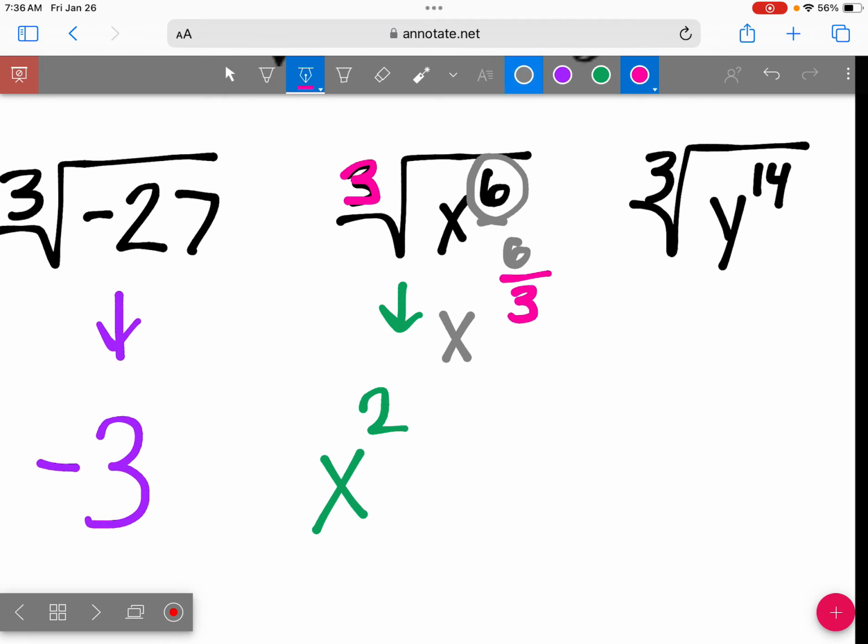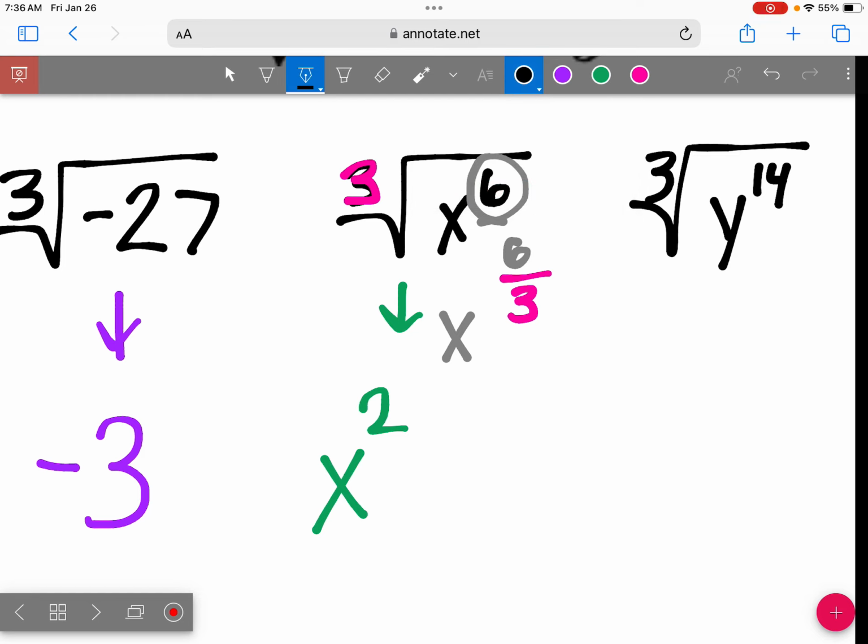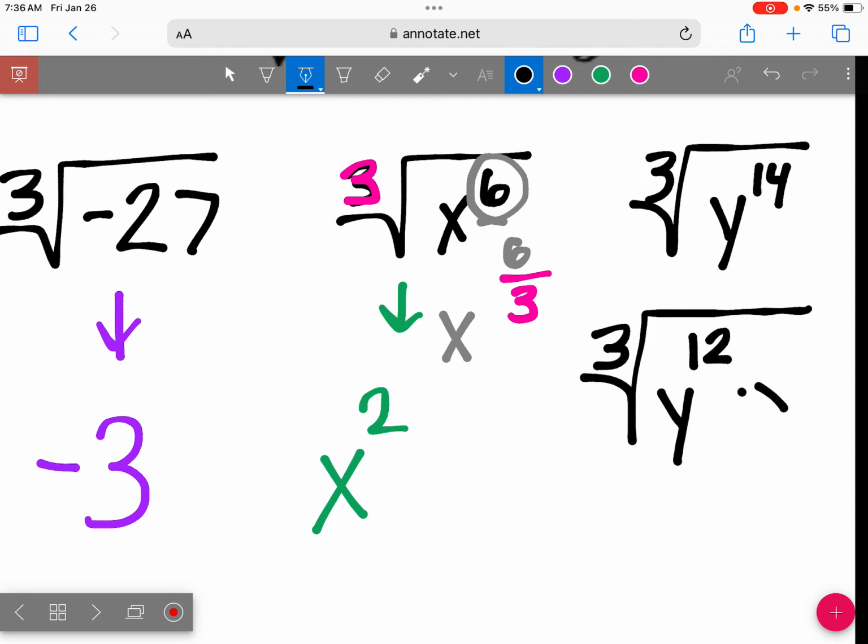But if we try and do that with the y's, we wind up with a fraction, and we don't want that. So what I'm going to do is split my y apart into two chunks. One chunk that is divisible by 3 and one that's not. So I can rewrite y to the 14th as y to the 12th times y squared.